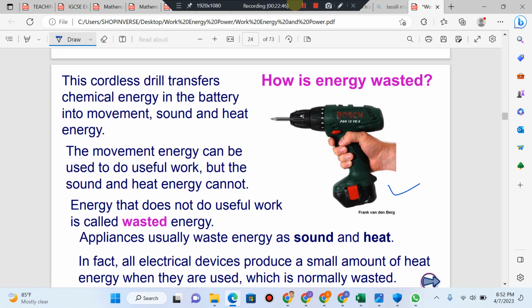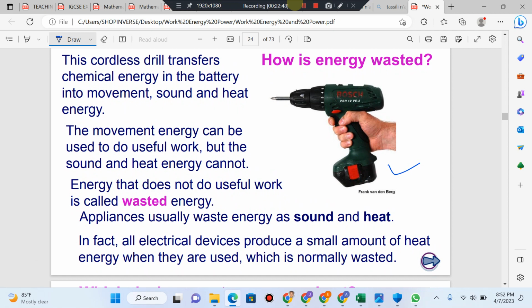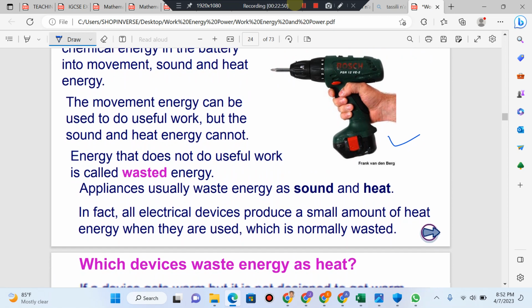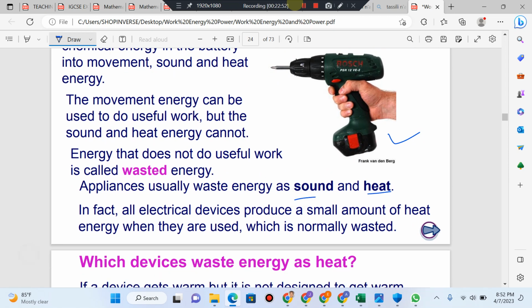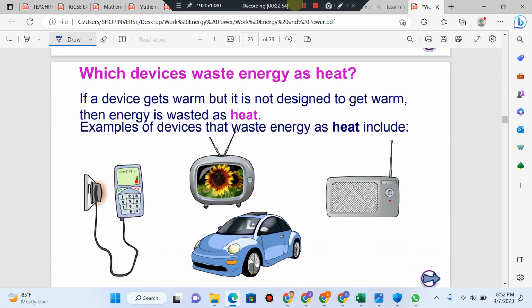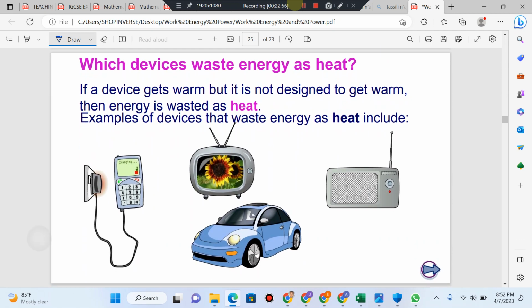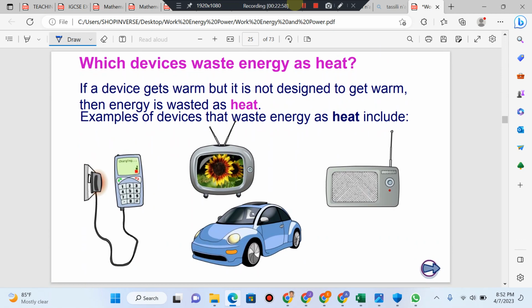So there are other examples, like the case of the hand drill. Some energy is also wasted in the form of sound and heat. Okay, good. So there's a question for you. Which devices waste energy as heat? That's a question for you.